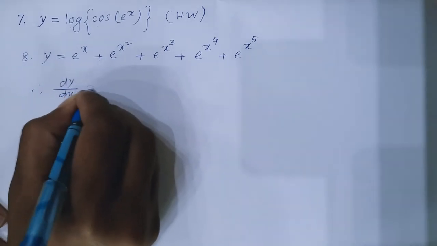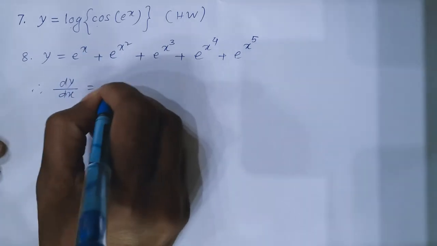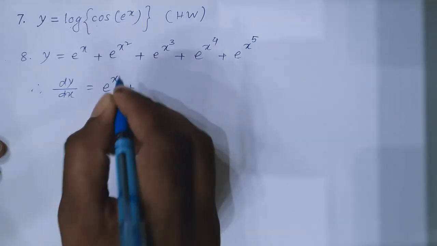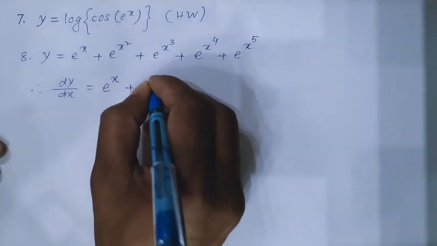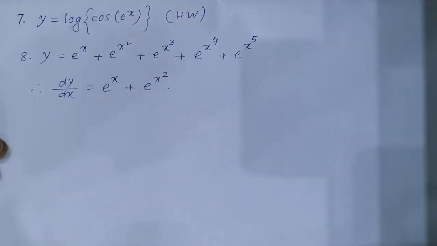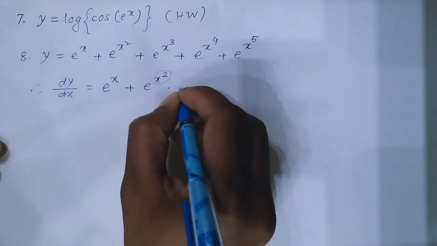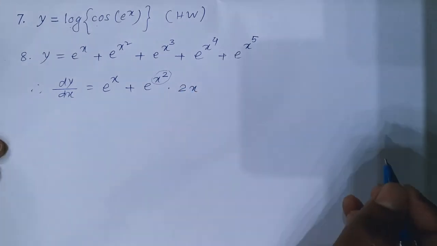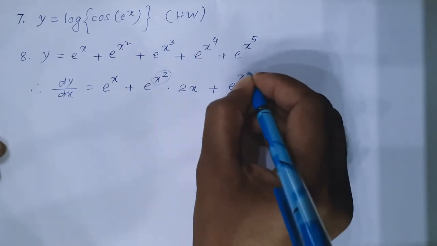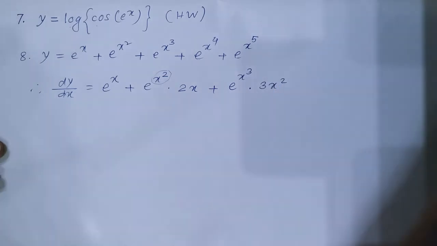And now come to this question, and therefore dy/dx is equal to, very simple question, first the derivative of e to the power x. It is a primary function, so the derivative of e to the power x is e to the power x itself. Then plus the derivative of e to the power x square, it will be e to the power x square itself, and this time it is not x, it is x square, so the differentiation is 2x by chain rule. Then plus again e to the power x cube itself into the x cube derivative, 3x square by chain rule.